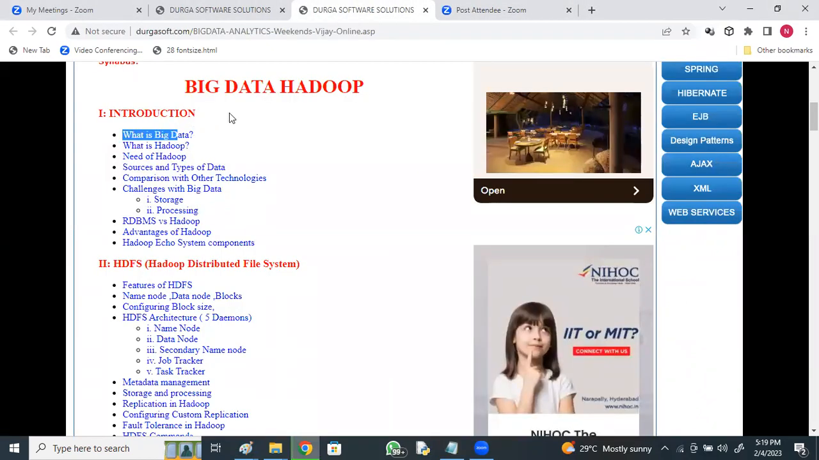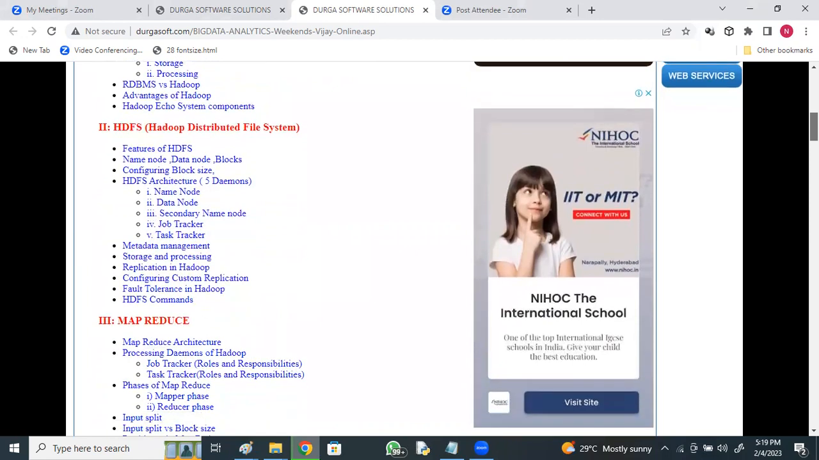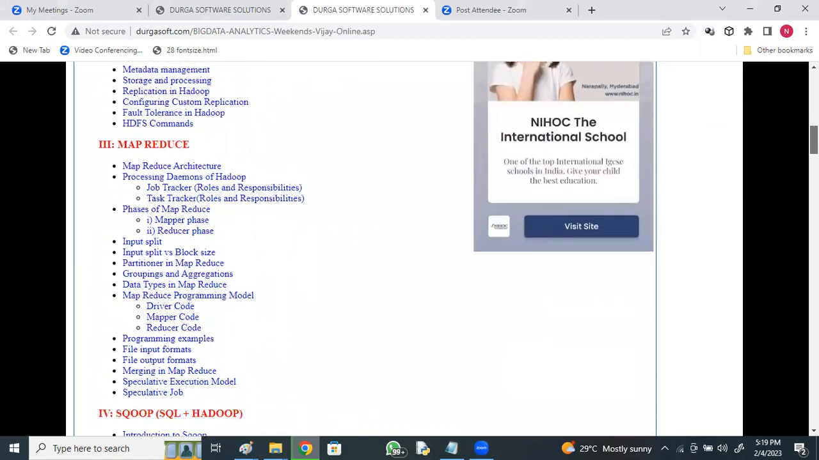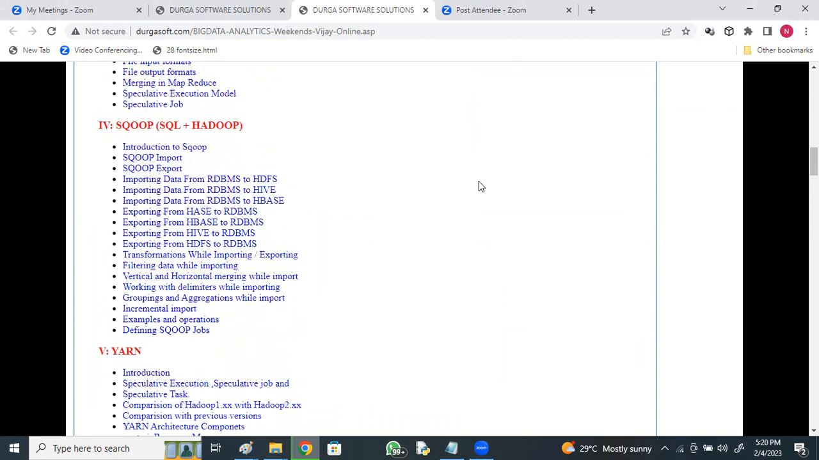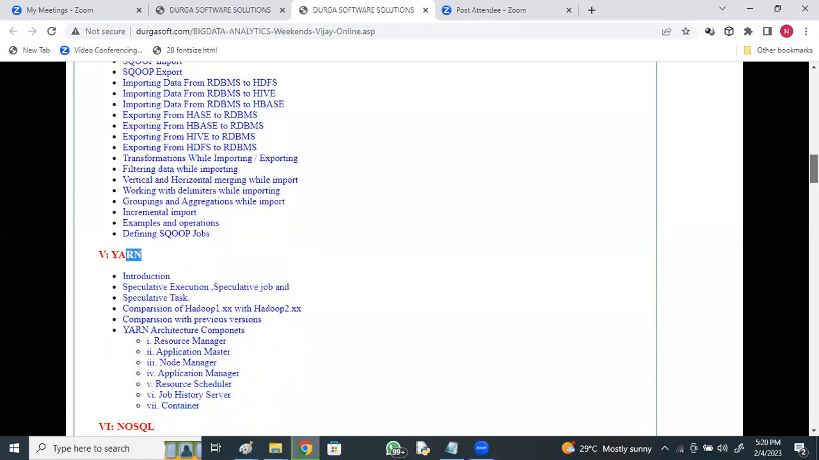First, what is big data, the need for Hadoop, sources of data, challenges, HDFS, the Hadoop Distributed File System. We're not using any database. The MapReduce execution model followed in Hadoop: job tracker, task tracker, mapper phase, reducer phase. Sqoop, SQL plus Hadoop: importing data from databases to Hadoop and Hadoop to databases, and we perform many groupings, filterings, aggregations, merging, sorting, incremental imports. YARN, Yet Another Resource Negotiator, and how the total processing flows.